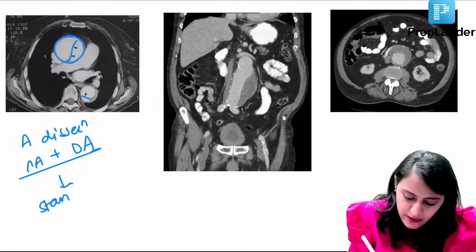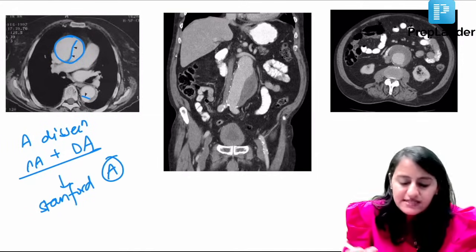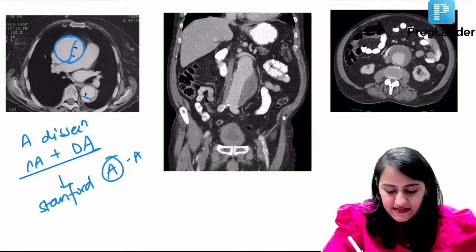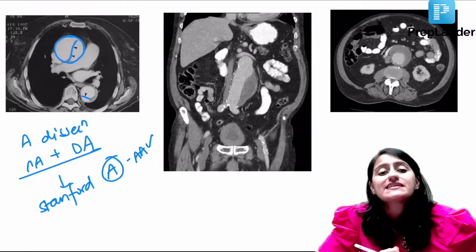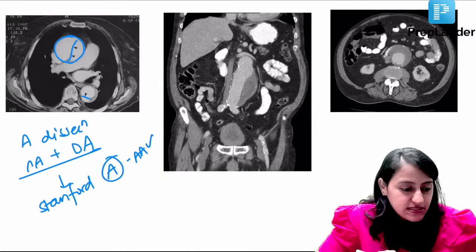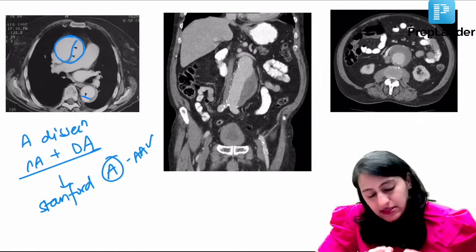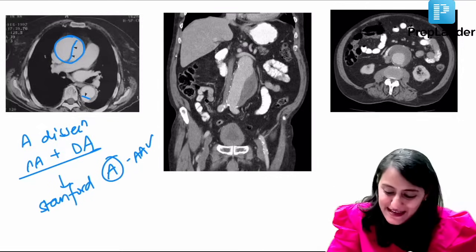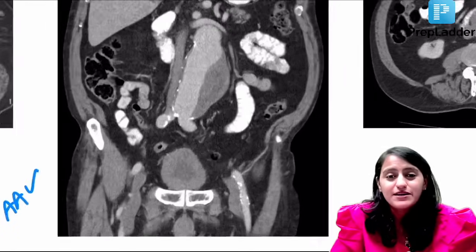So this is going to be what Stanford classification? Stanford A. Whenever the ascending aorta is involved, it is Stanford A. It requires surgery. Okay. So this is going to be aortic dissection, right? Stanford classification. And what are you seeing in this image?